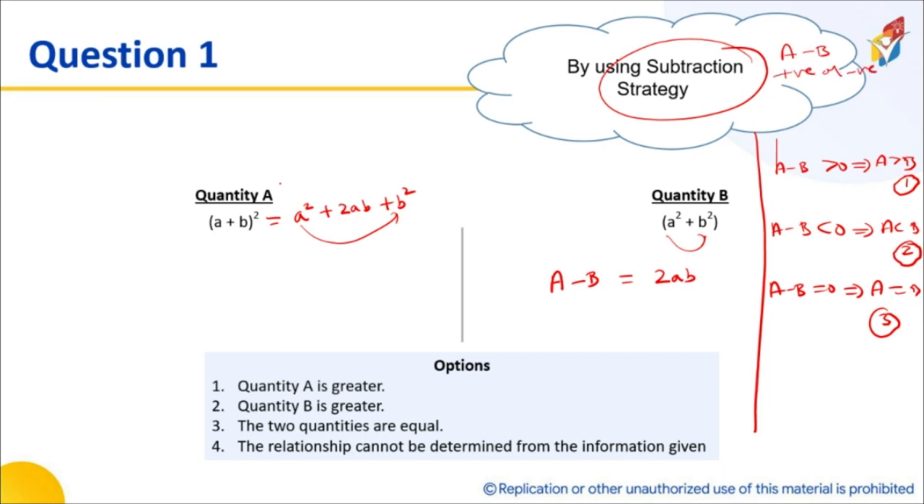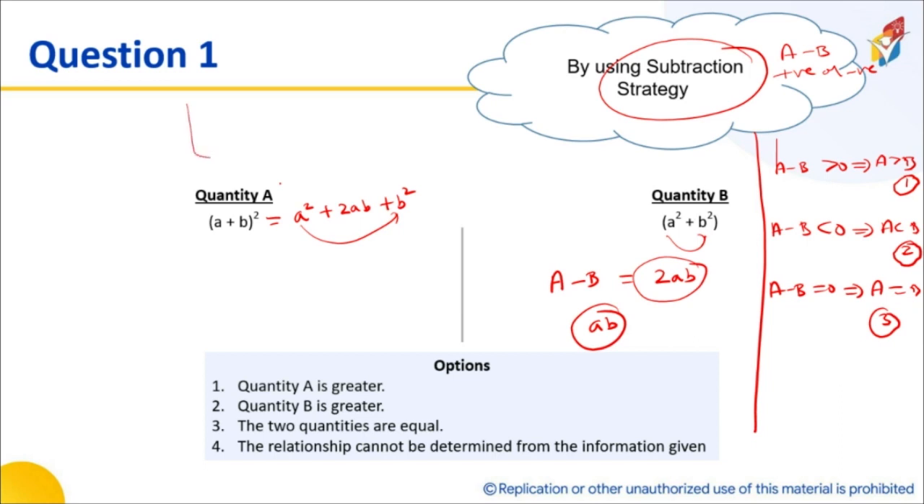That is your decision making point. So here we got a minus b is equal to 2ab. Quantity a minus quantity b is equal to 2ab. Is 2ab positive or negative? It depends on whether ab is positive or negative, which in turn would depend on the values of a and b.